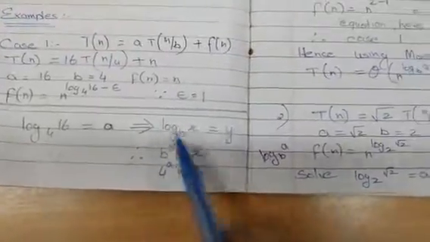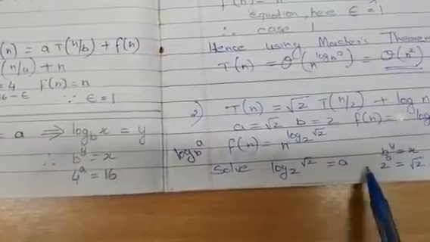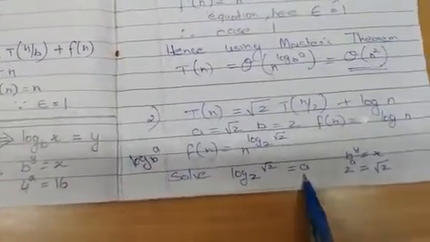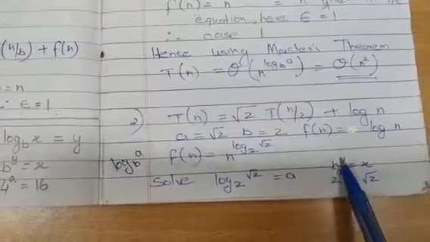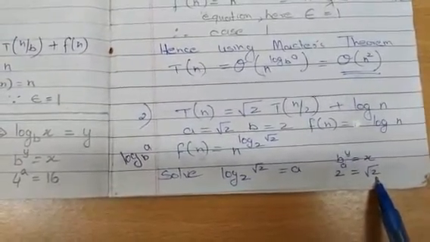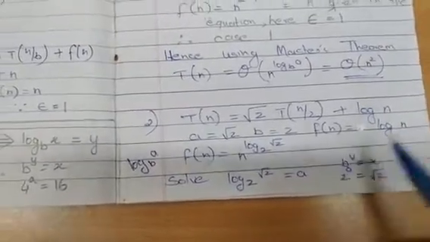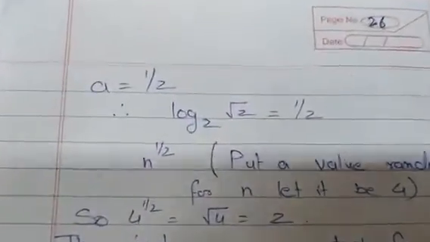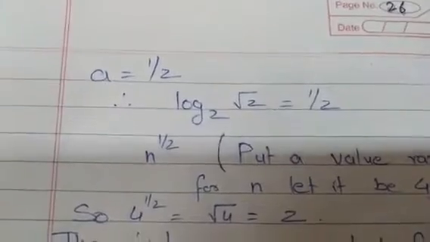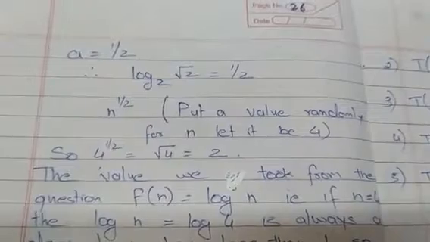Now how do you find this? Using this particular method, you can find out log root 2 to the base 2 is equal to a, suppose. After solving, you get b raised to y is equal to x, so 2 raised to a is equal to root 2. Now what can this a be? It can be 1 by 2. Therefore log root 2 to the base 2 is equal to half. So it is of the value n raised to half.